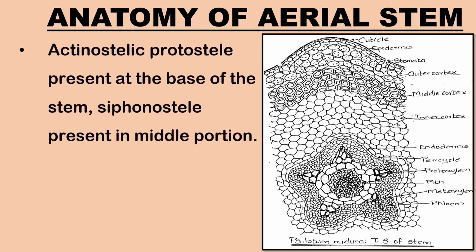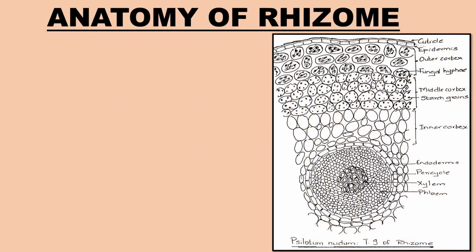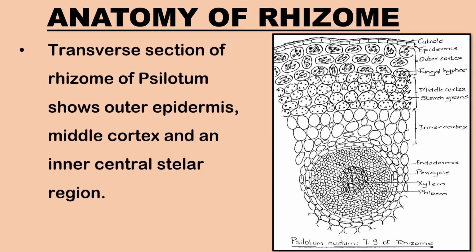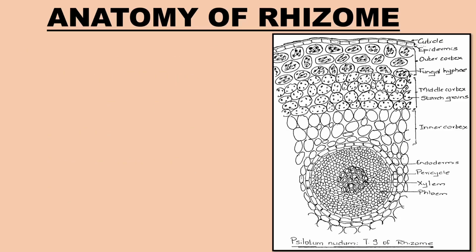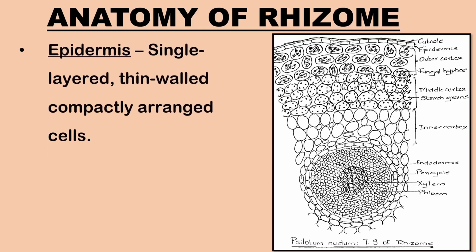At the base of the stem, the stele is an actinostelic protostele, and in the middle portion, it is a siphonostele. Next is the internal structure of rhizome. The transverse section of the rhizome of Psilotum shows outer epidermis, middle cortex, and an inner central stellar region. Epidermis is single-layered with thin-walled cells compactly arranged.